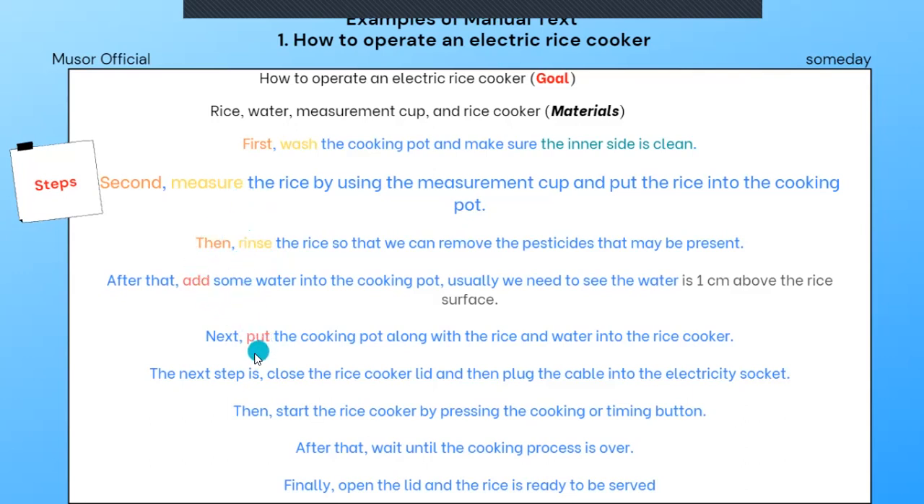How about the adverb? Yes, water is 1 centimeter above. Okay, this is the adverb. Ini adalah kata keterangannya. Kemudian present tense: the inner side is clean. This is what we call present tense. Ini langsung dengan present tense.